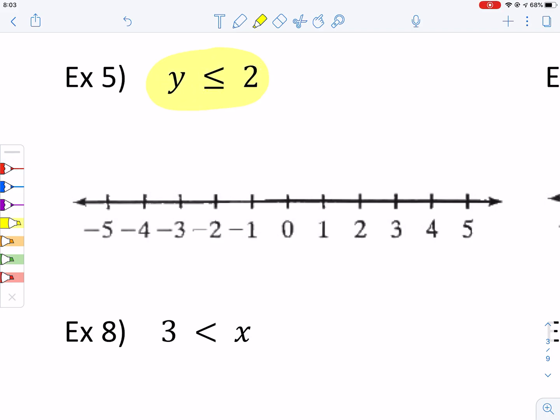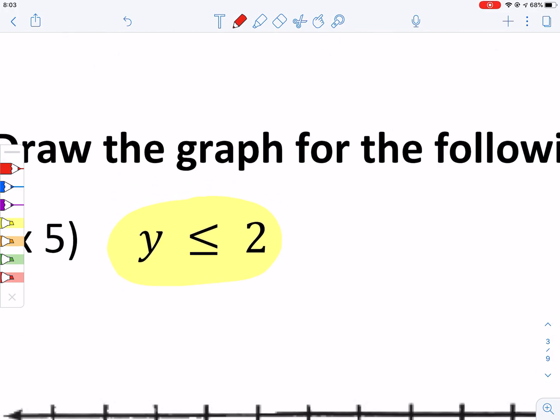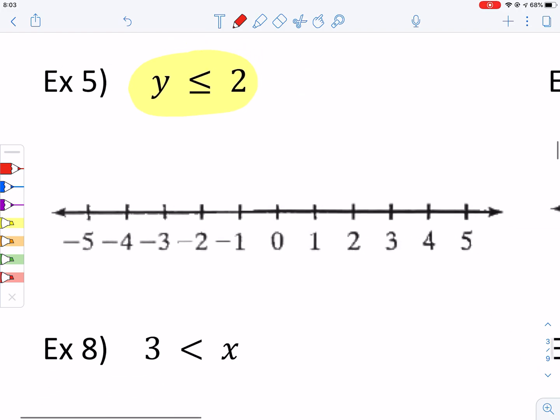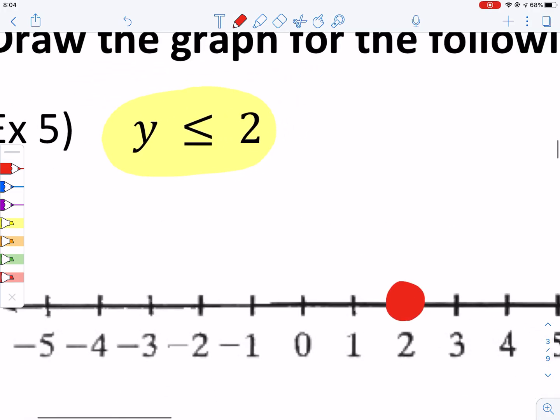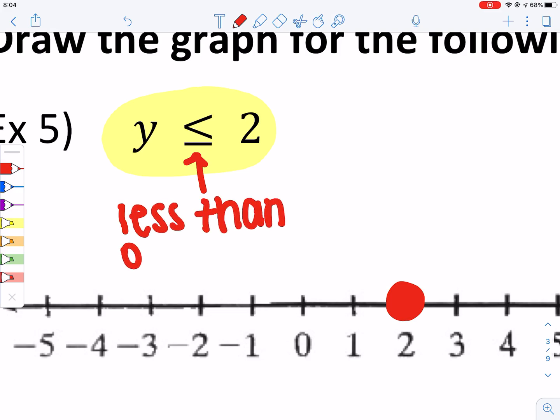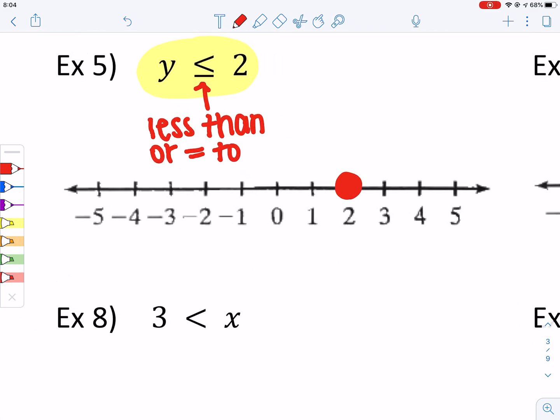So I need us to color in all the values. Sorry, that's less than. I need you to color in all the values that are less than or equal to 2. So if it could be equal to 2, then I need you to color in the 2. And then I need less than. So this symbol right here is less than or equal to. So if I want you to tell me all the values that are less than or equal to 2, that means it could include 2 because of the equal to sign.